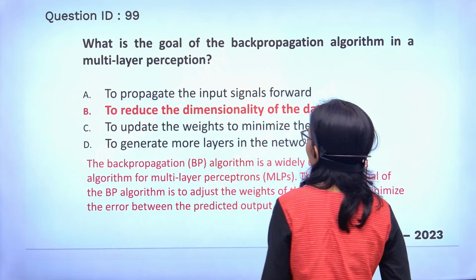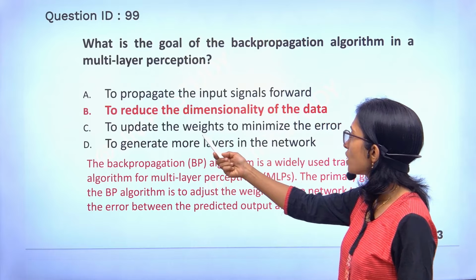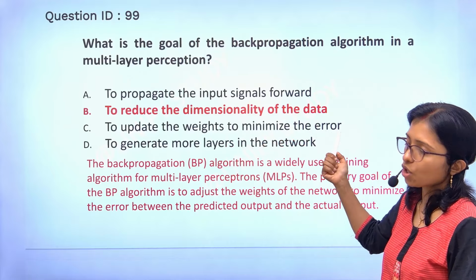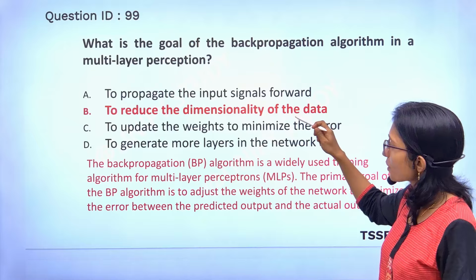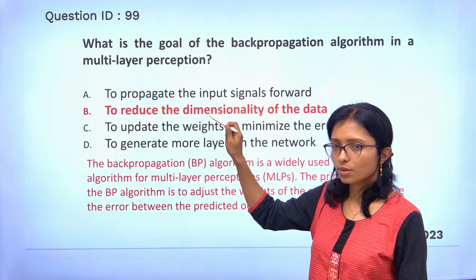Yeah, see, that's why I am telling. To update the weight means it is not only updating the weight to minimize the error, that is not it. Whenever a most preferable option is there, then you have to choose the most preferable one.